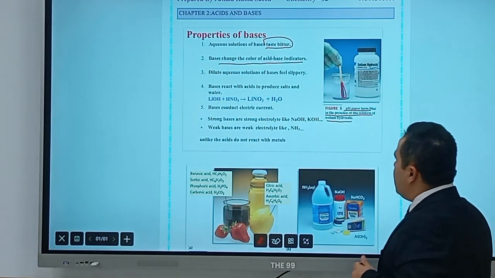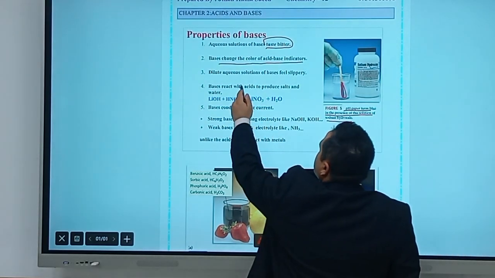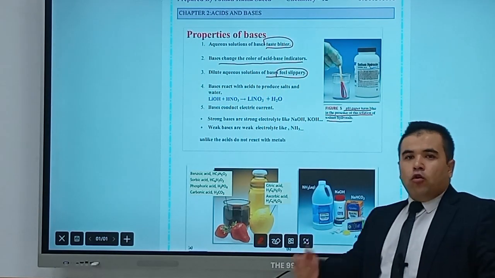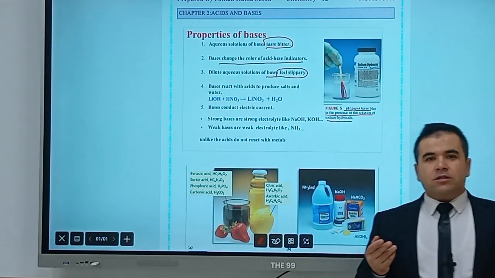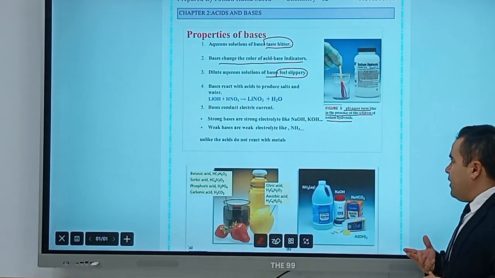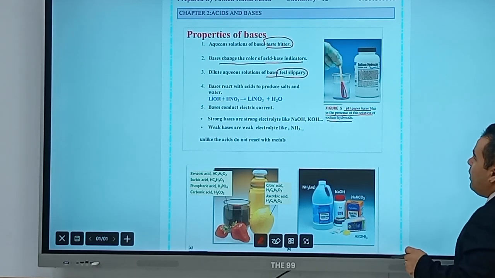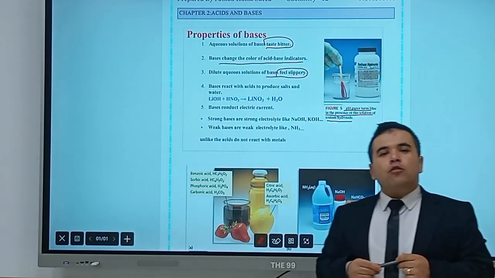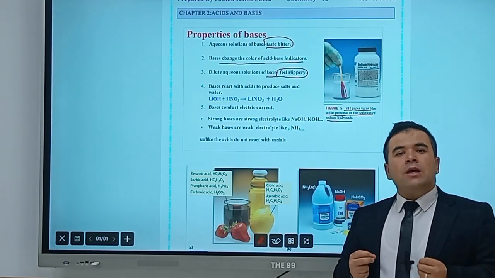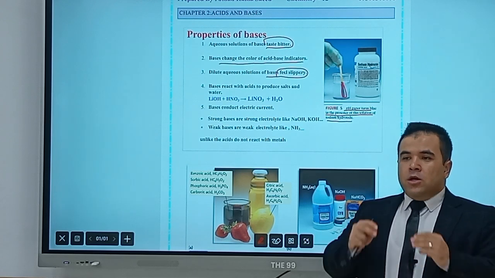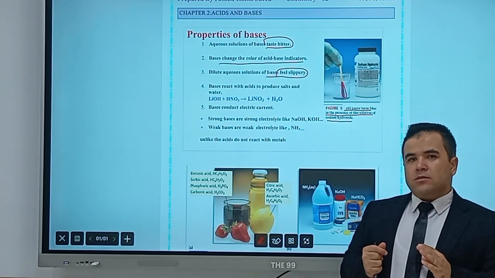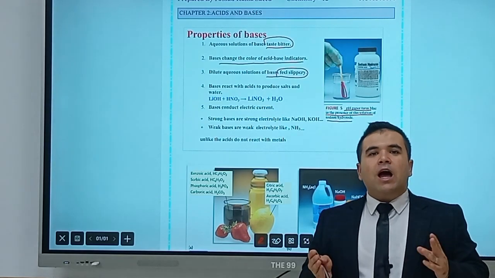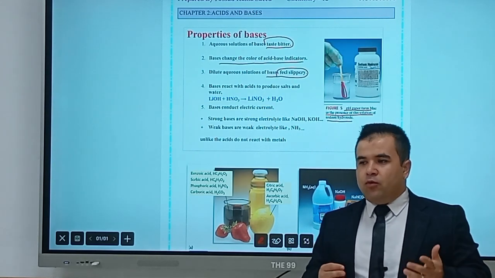That's why we can say basic solutions change the color of the acid-base indicators. The dilute aqueous solution of bases feels slippery like soap. We can provide an example like soap. There was a ministerial exam question about this, guys. It asked, which of the following solutions feel slippery? So you have to choose the base as the option. The correct option is the base; any base that we have in aqueous solution feels slippery in general.